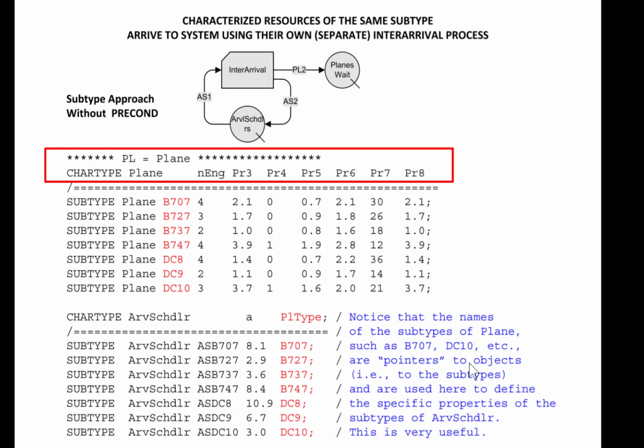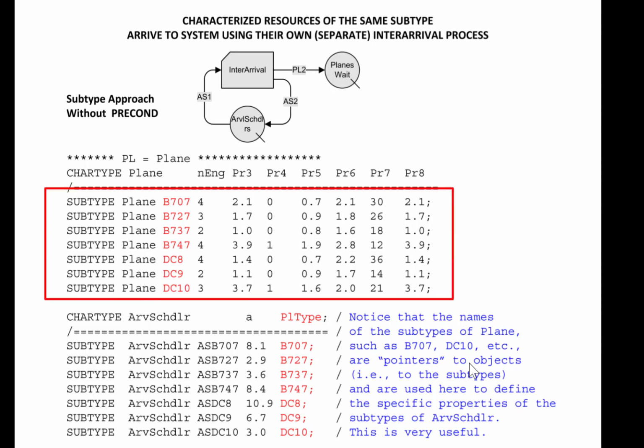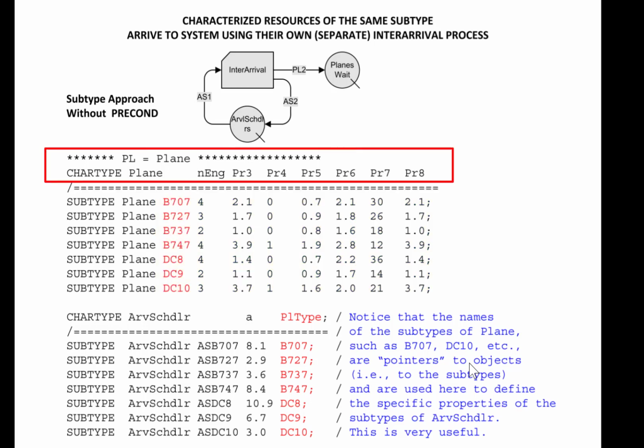The first statement defines the characterized type plane, which has several properties beginning with n, the number of engines, and is followed by property 3 to property 8. After that, we have the definition of 7 subtypes. Each one of those subtypes has a name, such as B707, followed by numbers that describe that subtype's properties. Notice that the properties of a plane in this case do not include the index I.